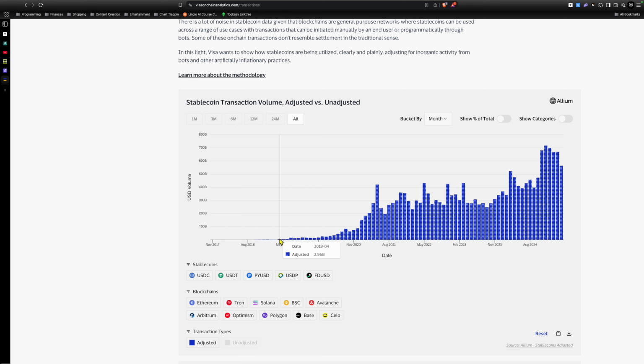So in 1 year, it went from 3 billion to 24 billion. So that's $21 billion. So it increased from 3 to 24. That's an 8x. Stablecoin volume increased times 8 over the course of a year.